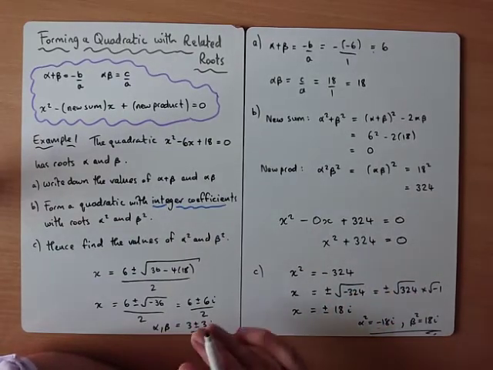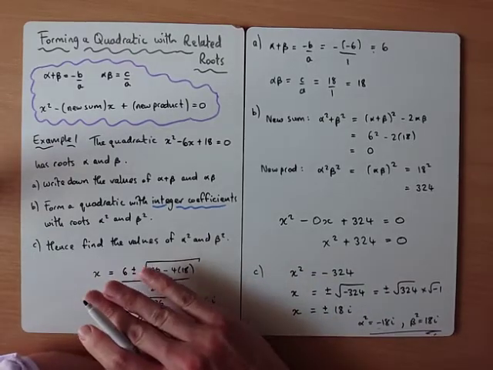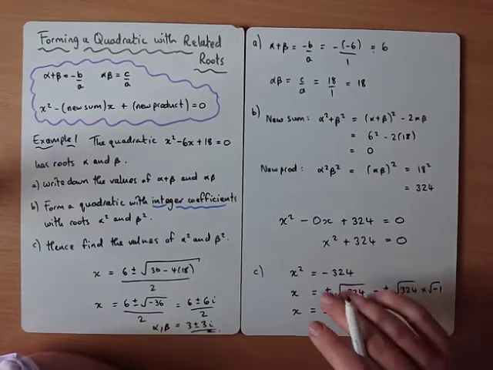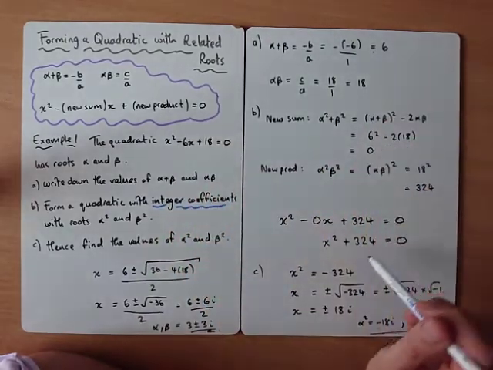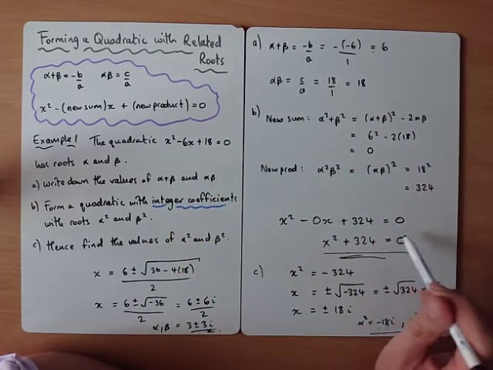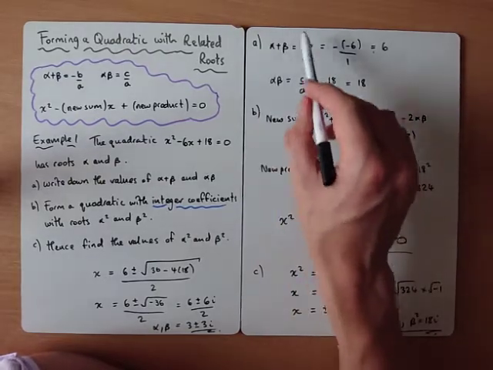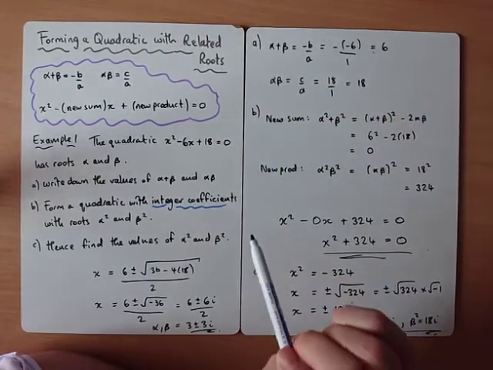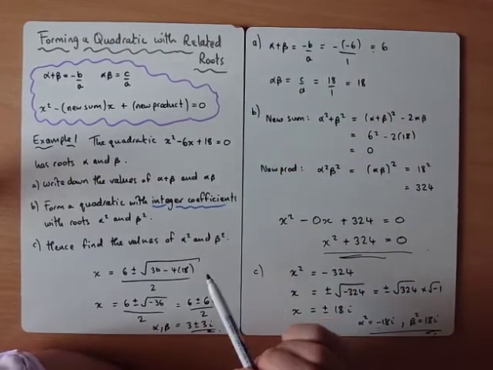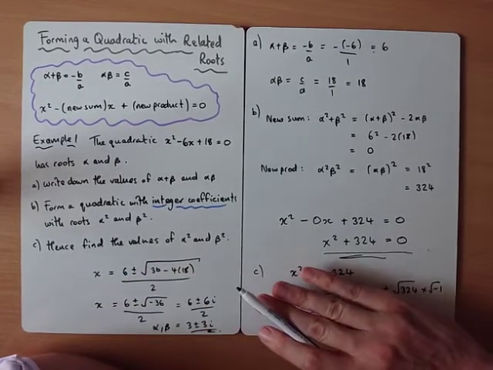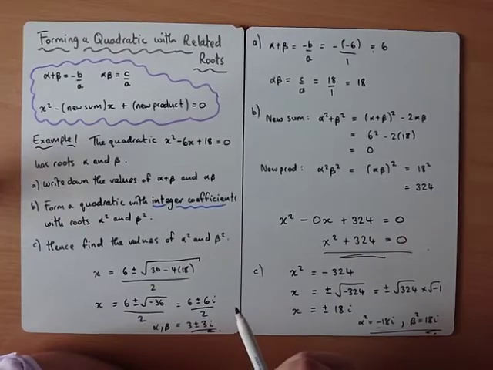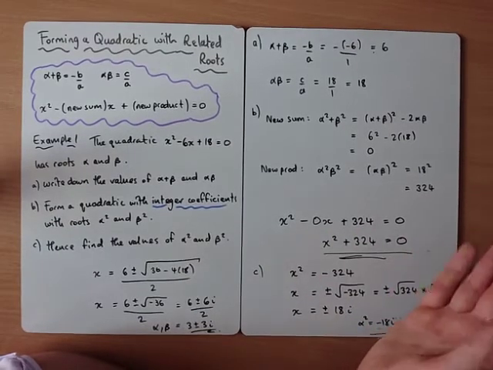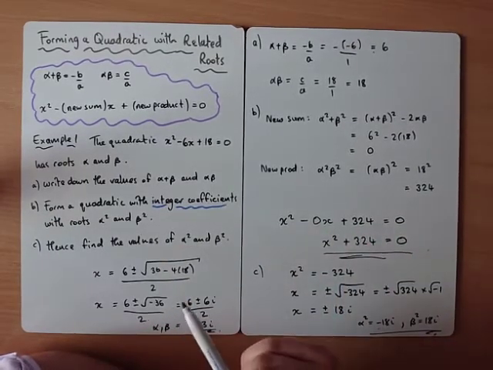But the whole point of this topic is most of the time we don't really care about what the original roots are. It's all about relating the roots together to form a new quadratic. Most exam questions would be messing about with expressions in terms of alpha plus beta and alpha beta. We won't actually care about what the original roots are, which is why this topic is so important. We can form a new quadratic just using the relations between the roots.